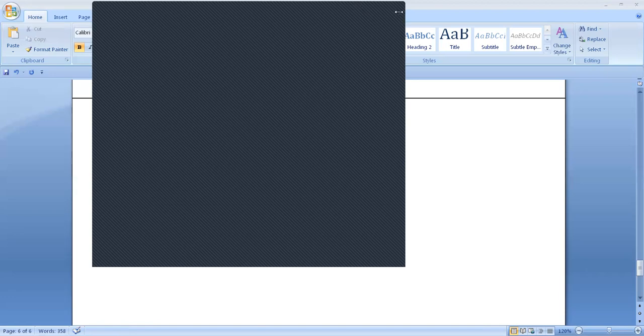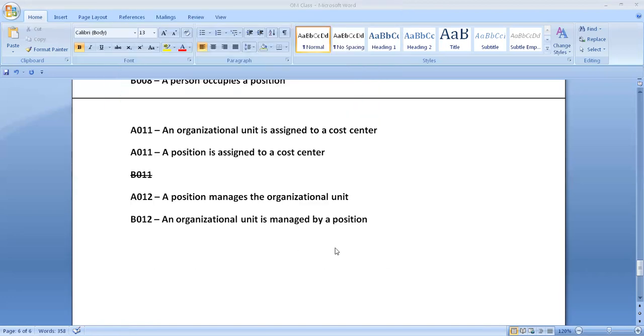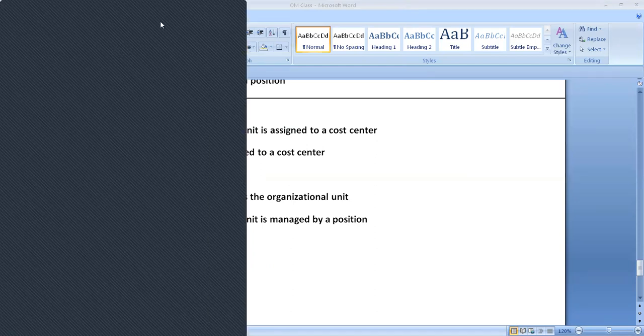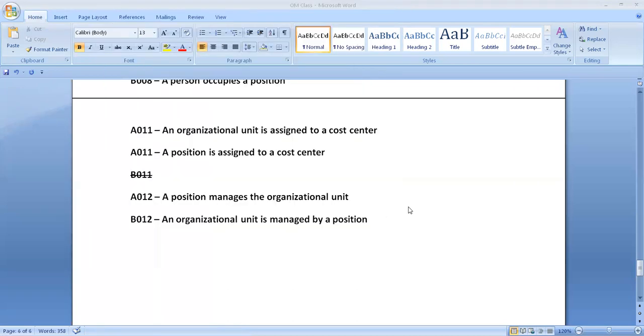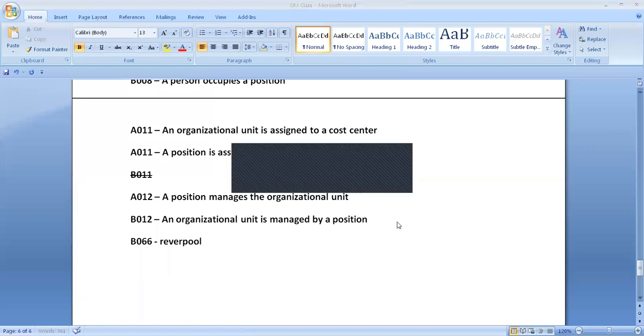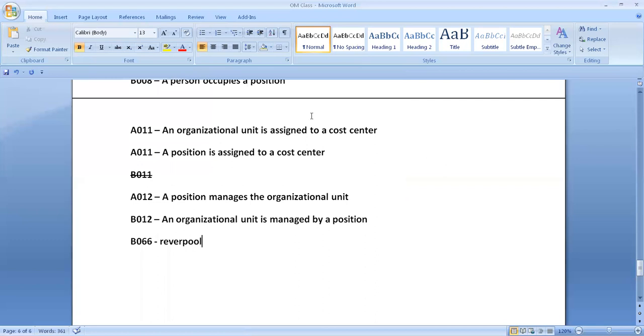There are others like reverse pool assignment and other things. You can maintain some other relationships. A lot of other relationships are there, like B066, which is not very important, like the B066 reverse pool relationship. Reverse pool you can maintain.